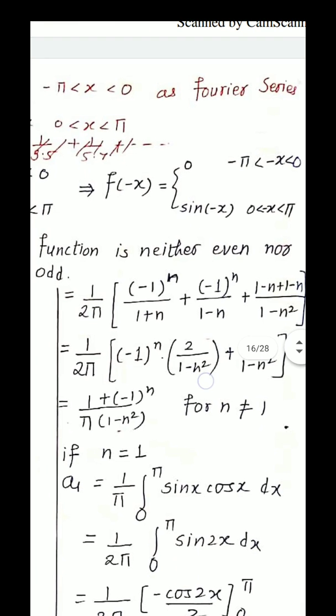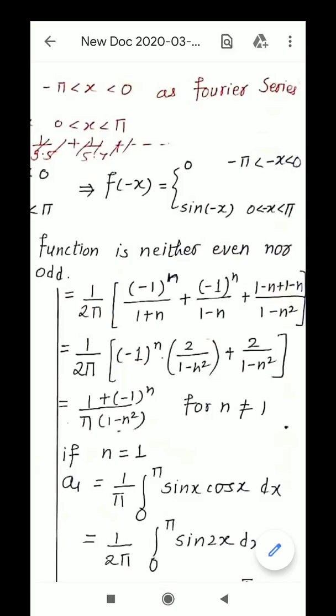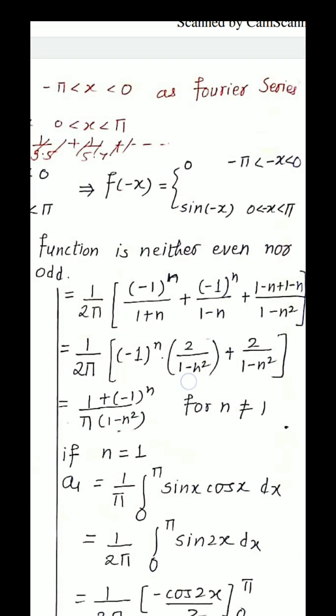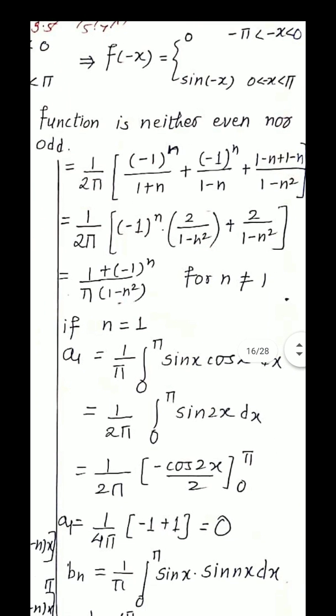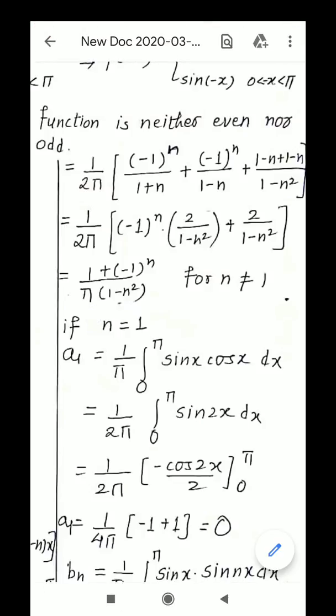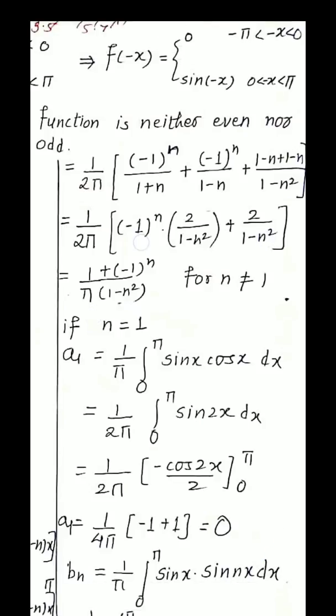Okay, then from these two terms if we take (minus 1) raised to n common, and again take the cross product, 1 minus n plus 1 plus n, so n gets cancelled, the numerator is 2 and the denominator is (1 plus n) into (1 minus n), that is 1 minus n square. Same here, this 2 upon 1 minus n square. So you can take 2 upon 1 minus n square common. Then this 2 gets cancelled, and 1 minus n square as it is into pi is the denominator, and in the numerator 1 plus (minus 1) raised to n.